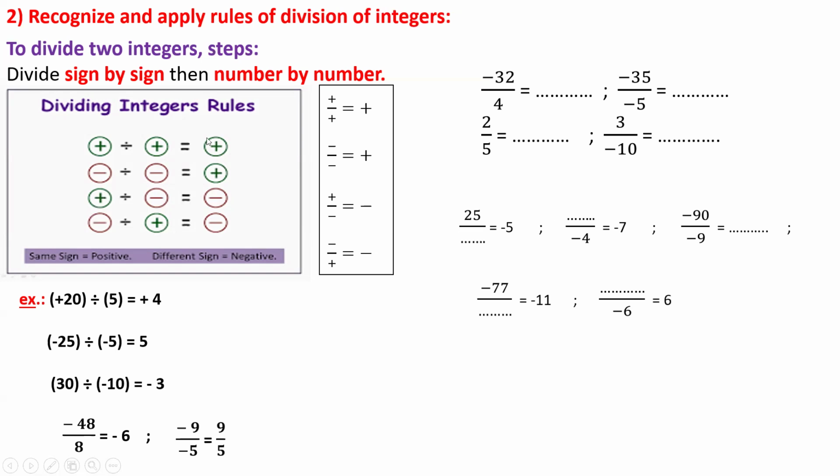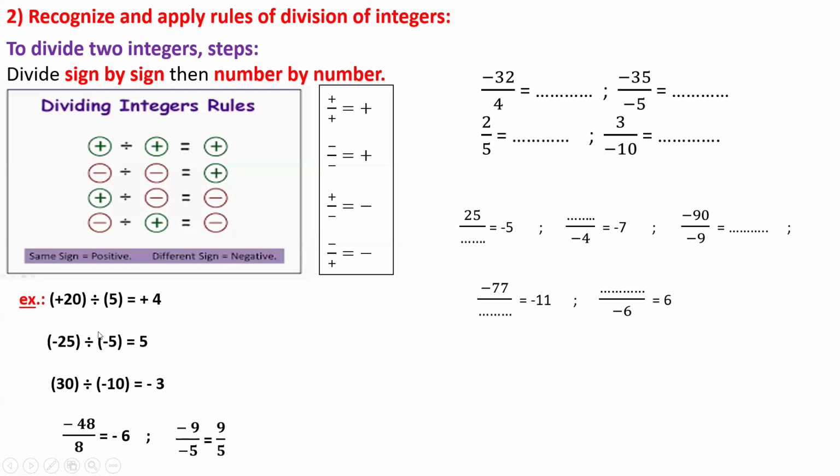As you can see, division can be expressed in two ways. We can write a number divided by a number, or a number over a number. So if we write it in this way or as a fraction, both mean we are dividing numbers. For example, positive 20 divided by 5. Positive divided by positive is positive. 20 divided by 5 is 4.